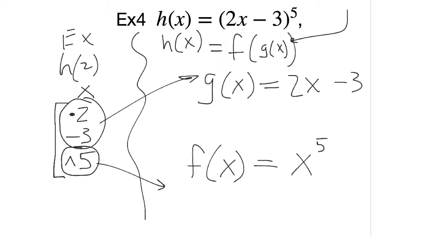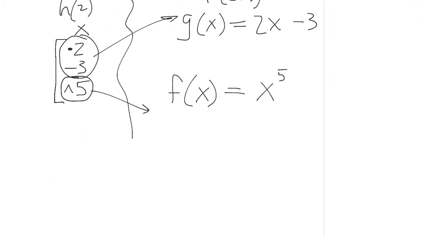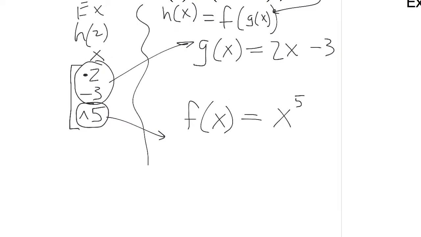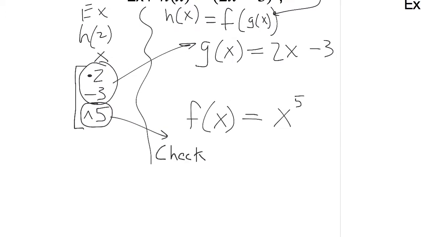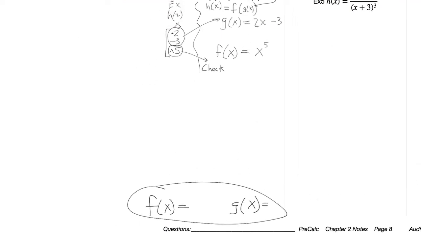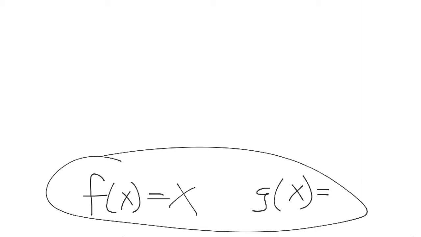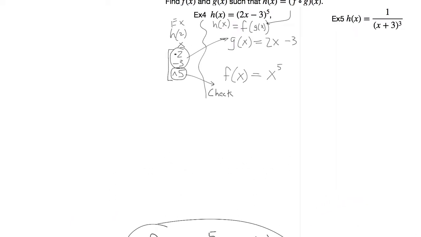If you define f and g like this, then apparently when you check your answer, by the way, that is our answer. Maybe I'll just fill it in right here. f of x is x to the 5th, and g of x is going to be 2x minus 3. That's our answer. Let's check to make sure that it's correct.